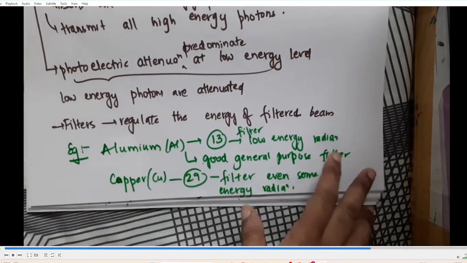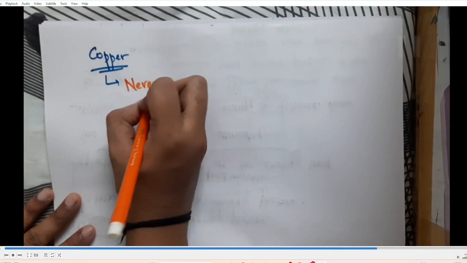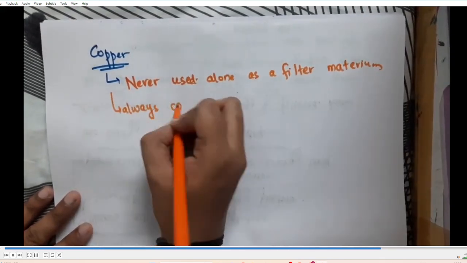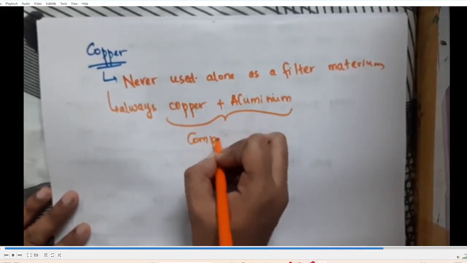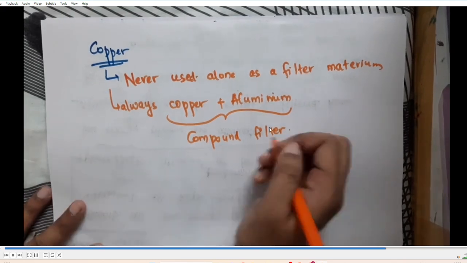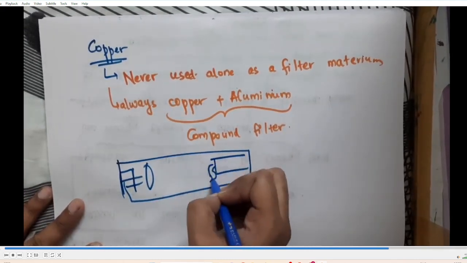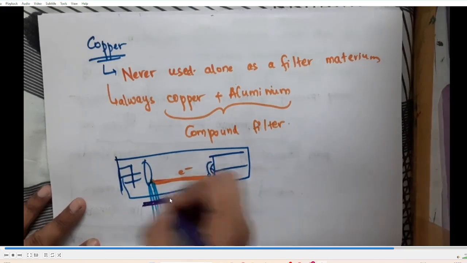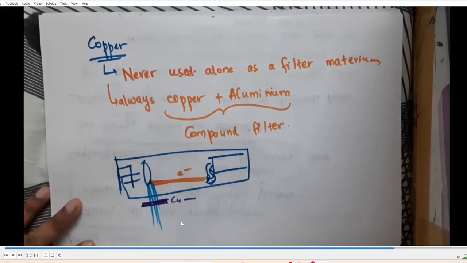It is inconvenient to change the filters between examinations. As a result, we generally prefer using a single filter material, that is aluminium. Copper should never be used by itself as a filter material. It is always used in combination with aluminium as a compound filter. The only reason for using copper is to cut down the thickness of the filter. So a compound filter consists of two or more layers of different materials.